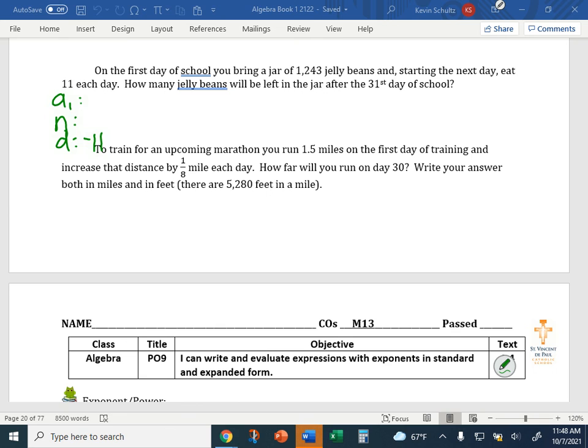Aiden, give me another one. Your choice. A1 or N? A1, would that be 1,243? Yes, it would be. It's where we start. Will, what is the N? What term of the sequence are we looking for here? 31. 31st. Very good. Okay.